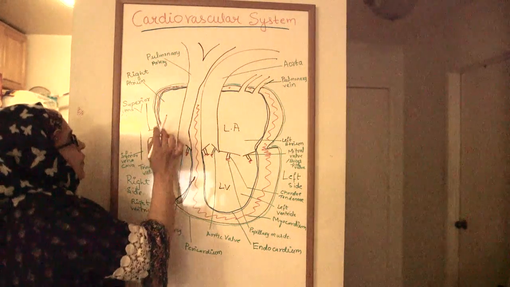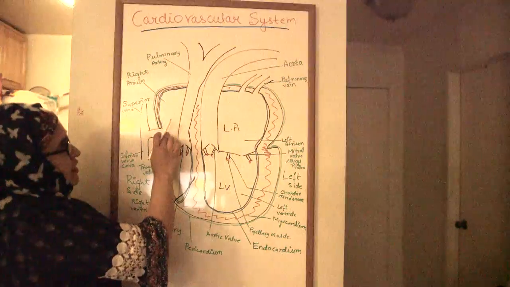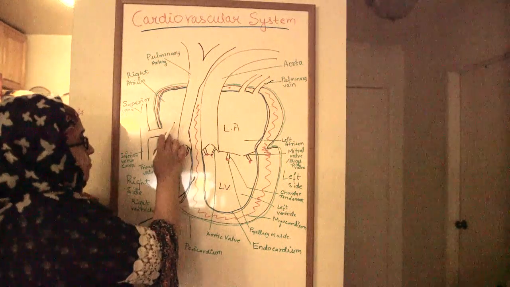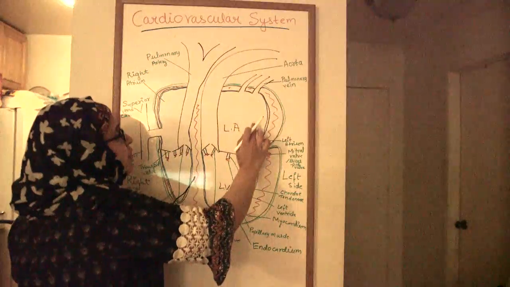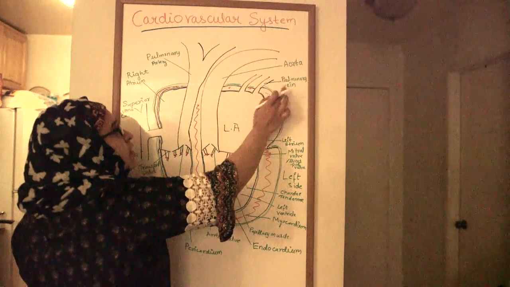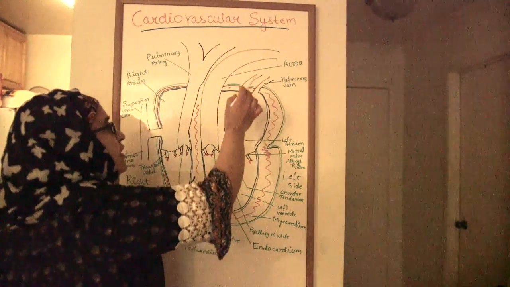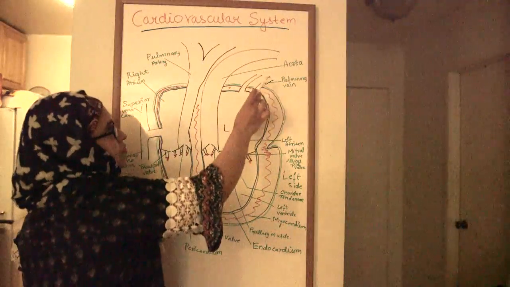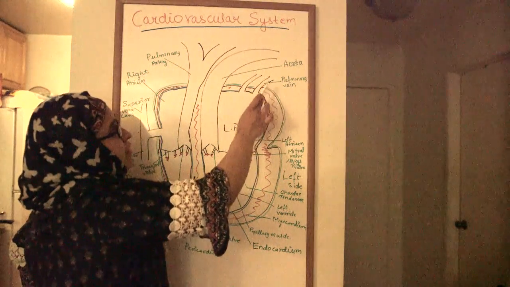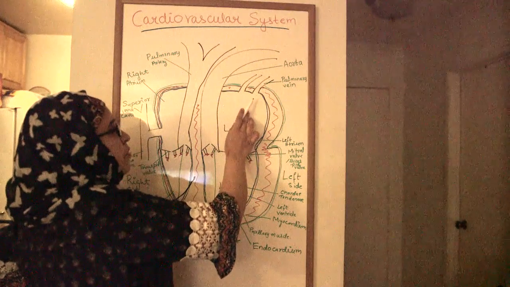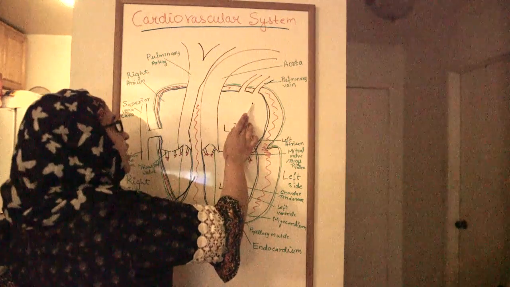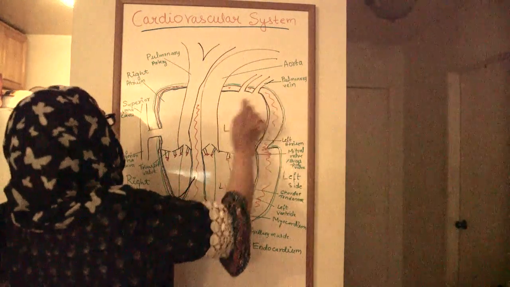Now we are going to talk about the veins. Look over here on the left side. There are pulmonary veins. As they are veins, they bring the blood to the heart. They bring the oxygenated blood from the lungs to the heart. So these are the pulmonary veins.